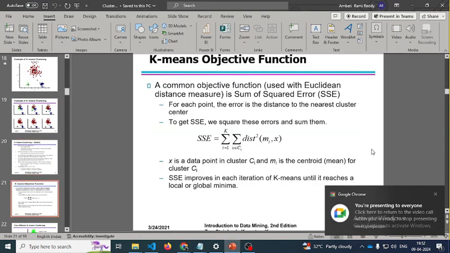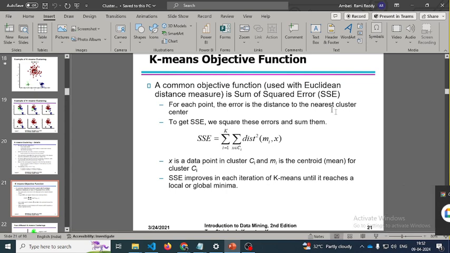The next one is the main objective of k-means clustering. As I told you, you want to compute the distance between 2 points. The distance between 2 points can be measured with the help of Euclidean distance. Then you need to take the sum of the squares. Your objective function is always that the sum of squared error is minimal. That is the key objective of k-means.